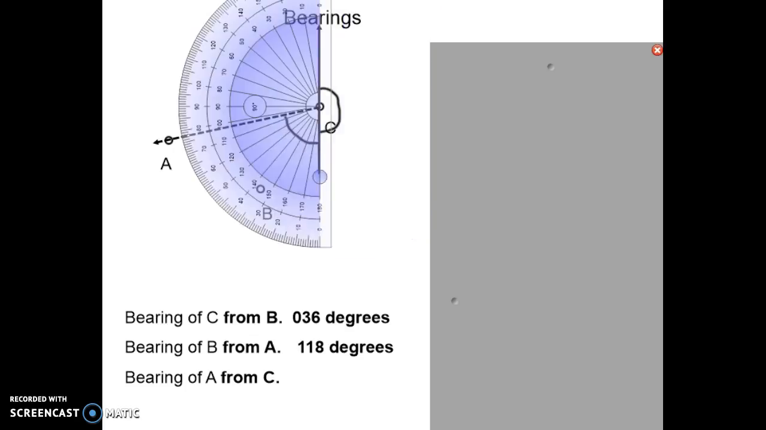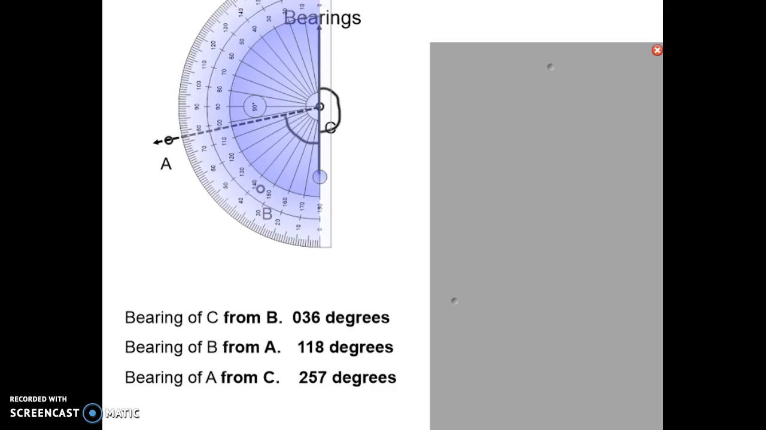So I've repositioned my protractor. Here's 180 degrees, and here that looks like another 77 degrees. Add those two together and I'll get 257 degrees, and that's what I'm going to write in as my answer.